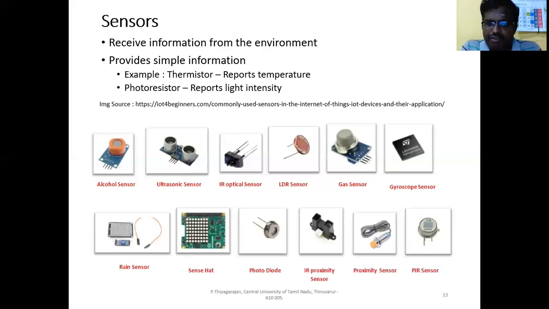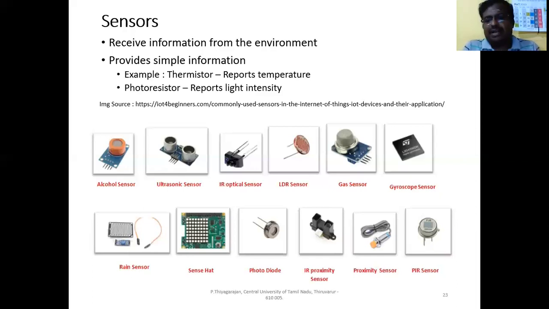Next we have the infrared proximity sensor, and we also have the normal proximity sensor without infrared. These both are used to detect any obstacles in front. For example, the automated car nowadays, Google has brought up the automated car. An automated car means that the car drives itself without any driver.